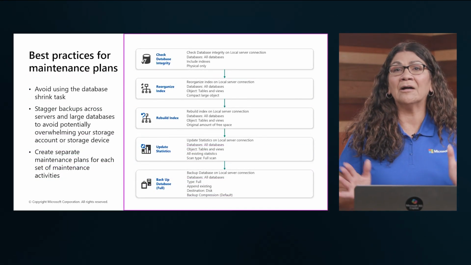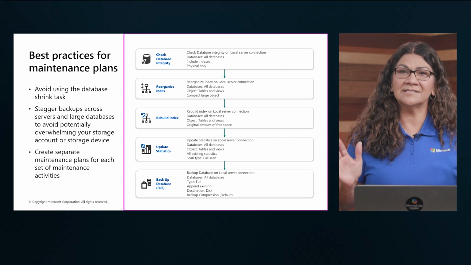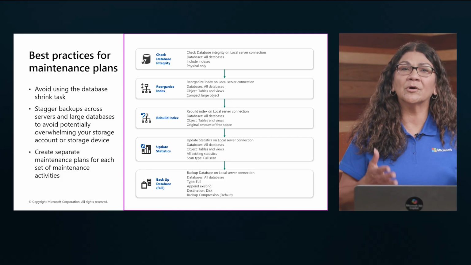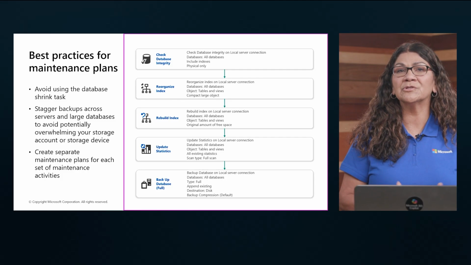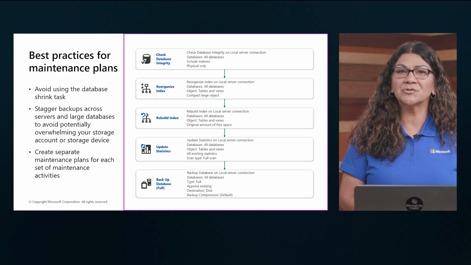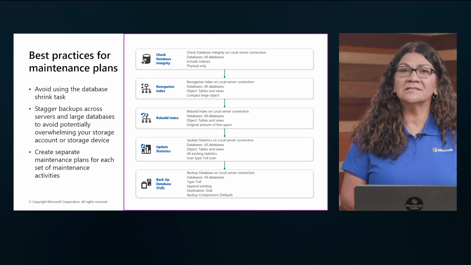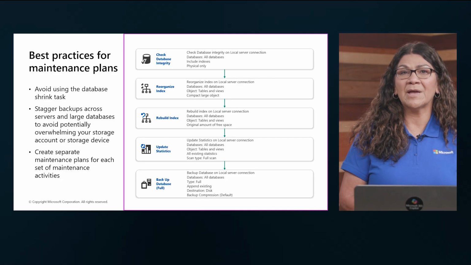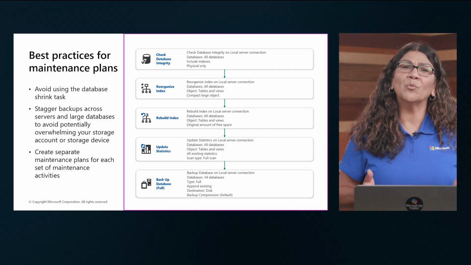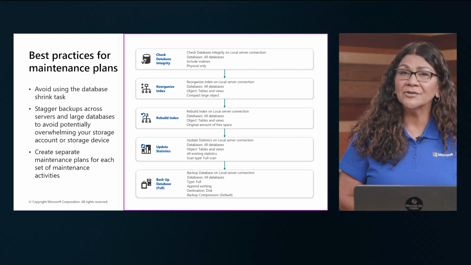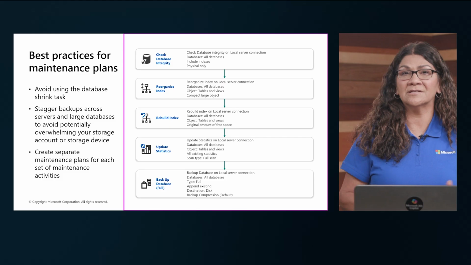This is a great outline here of best practices and task flows for creating SQL Server maintenance plans, emphasizing the importance of regular database upkeep to ensure performance, integrity, and reliability. We recommend avoiding the database shrink task to prevent fragmentation, staggering backups to manage storage load, and creating separate maintenance plans tailored to specific tasks or databases. For example, one for system databases and another for user databases, and a third for handling large databases individually.